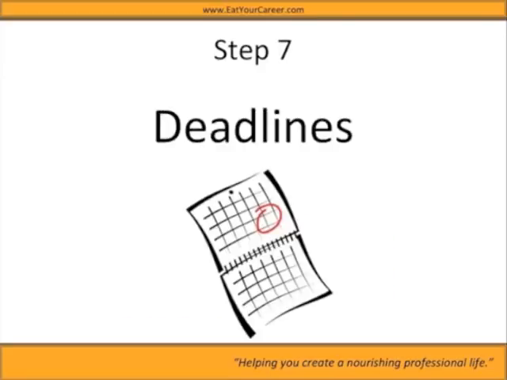Step 7, deadlines. Once you know your actions and all of the resources required to complete them, you then need to establish specific deadlines for each action item. This is an essential part of this process. It forces you to make the commitment.